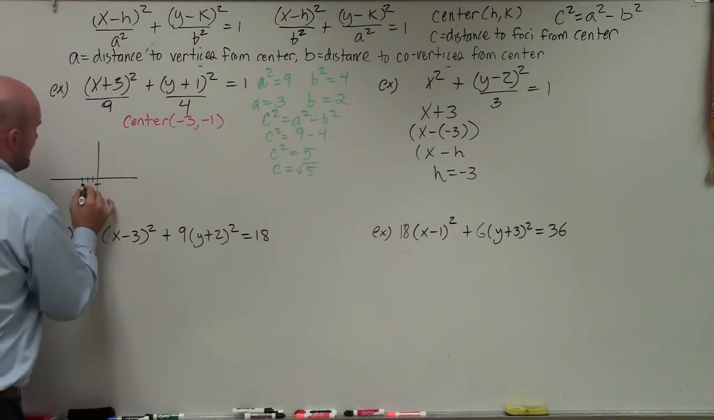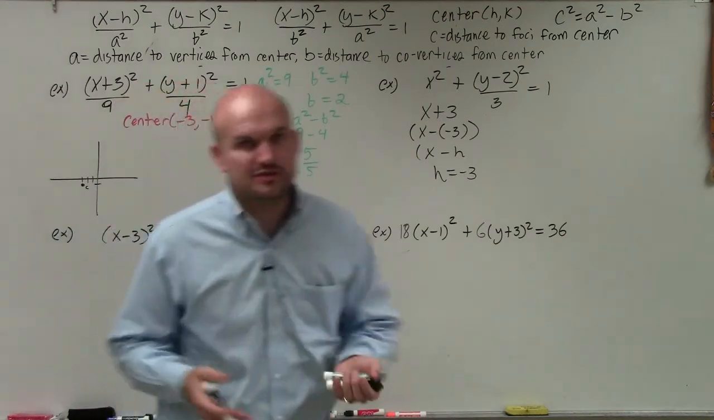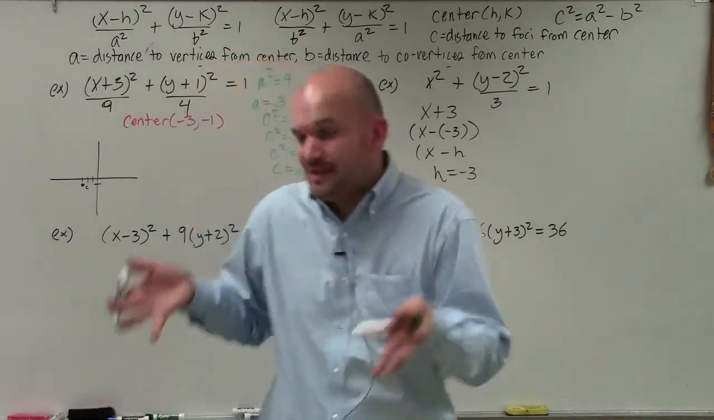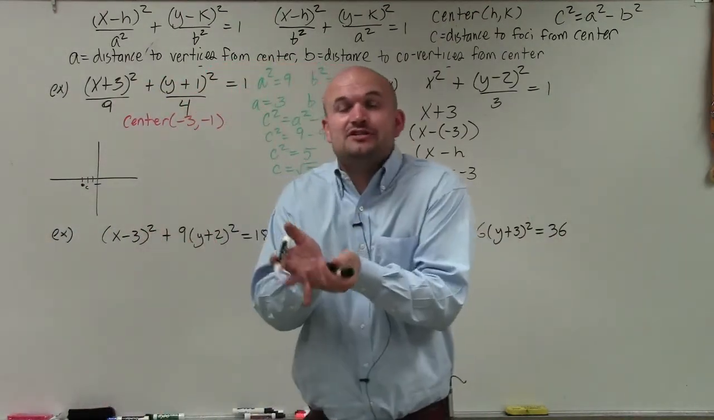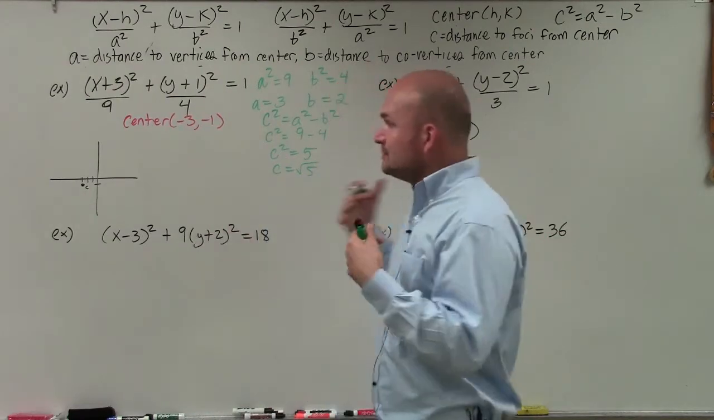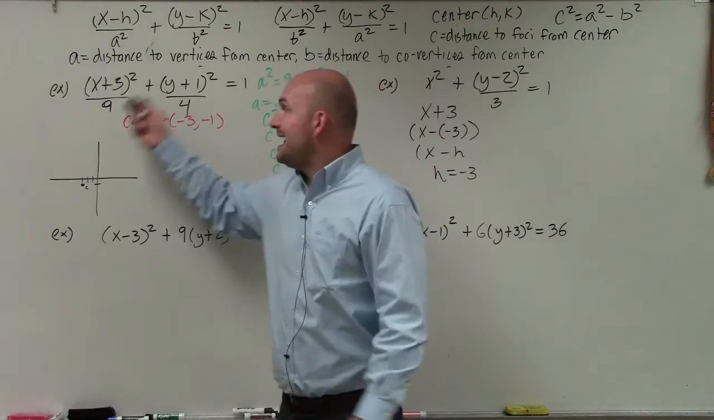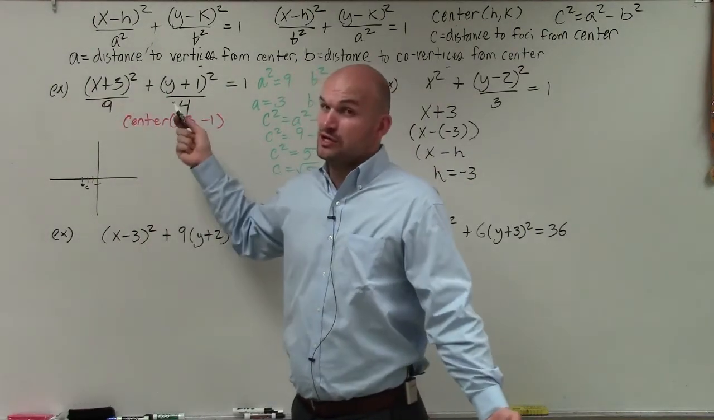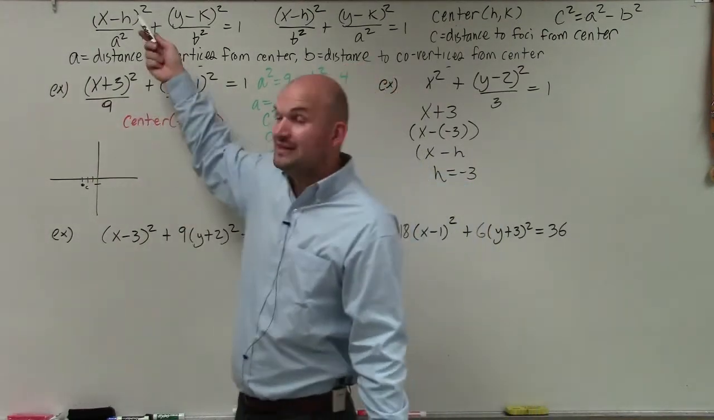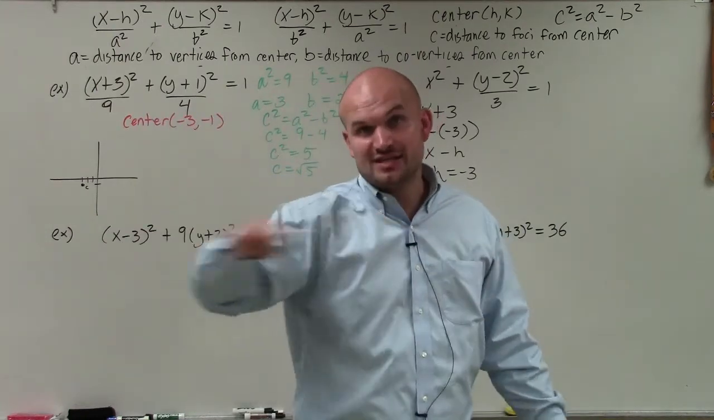All right. Now, I prefer to plot the information rather than doing some formulas, because once I can plot the information, I can determine where everything is at, or what those values are that I'm going to write down. Now remember, a squared was 9, right? Because a squared was always larger than b squared. If a squared is under the x, that means my major axis is horizontal.